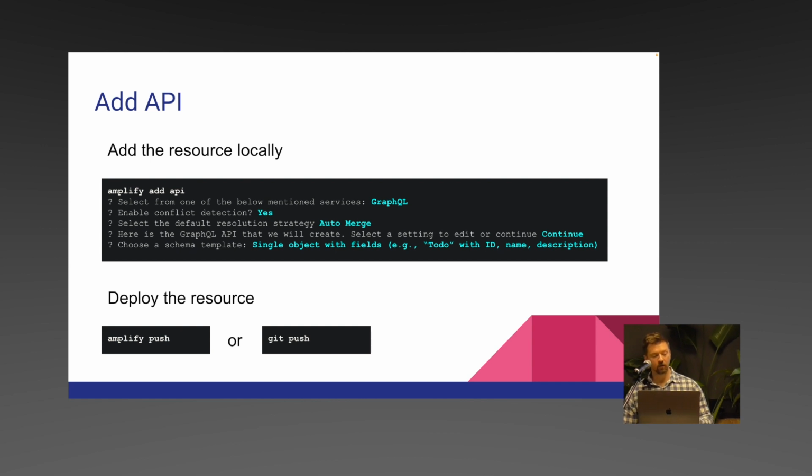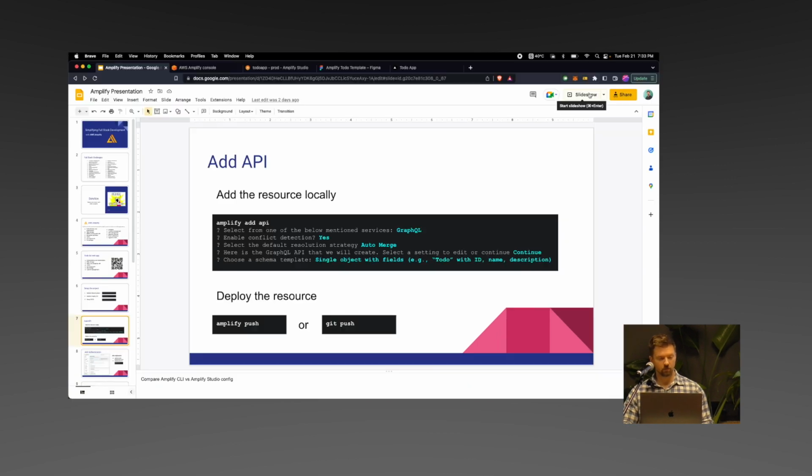So to deploy, we just either run amplify push, which will trigger a backend build, or we can do a git push, and it would trigger a continuous deployment and integration flow that we configured in the previous slides. So going back to the GraphQL schema being the source of truth, let's jump into our project really quick here.